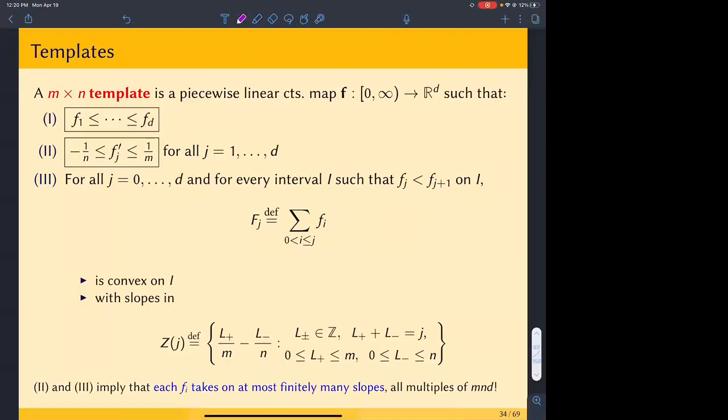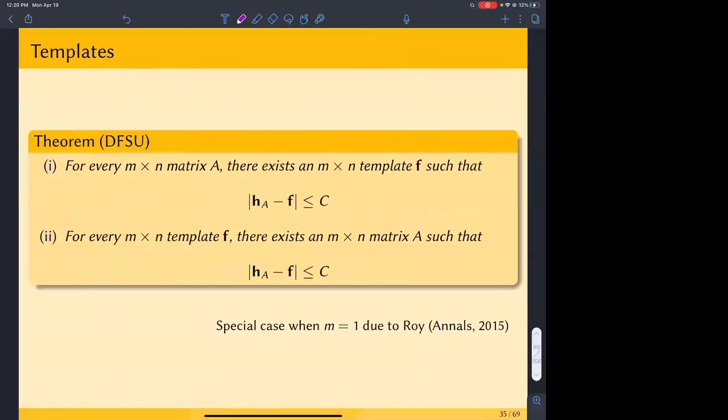If you look at this definition a little and play with it, what you get is that each of the f_i's can take on at most finitely many slopes. The little f_i's. Okay, just because of time, I'm going to skip through some things now.